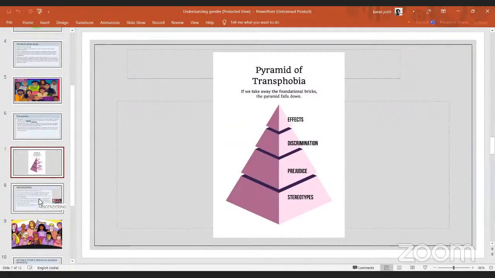If we remove any one of these bricks of the pyramid, it will scramble. So to have a society with equal rights to transgenders, we need to remove the bricks of the pyramid step by step. This is because they are also humans and have the right to live.